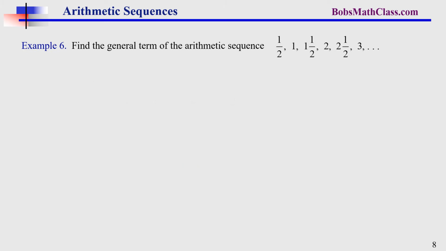Okay, same kind of problem. This one has fractions. 1/2, 1, 1 and 1/2, 2, 2 and 1/2, 3, 3 and 1/2, 4, etc. What is d? You can see that it's increasing by the same number, right? It's getting larger. If it's getting smaller, it's negative. If it's getting larger, it's positive. What is it getting larger by? Yeah, 1/2. Or you could always subtract the second term minus the first term.